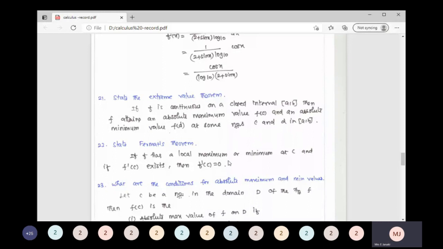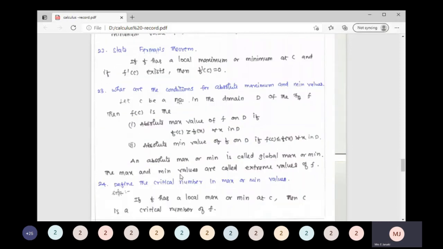And next is Fermat's theorem. If f has a local maximum or local minimum at a particular point c, and if f'(c) exists, then at the same time f'(c) equals 0. This is called Fermat's theorem. f has a local maximum or a local minimum at a particular point c, and also the derivative f'(c) exists, then the derivative value is equal to 0. This is called Fermat's theorem.